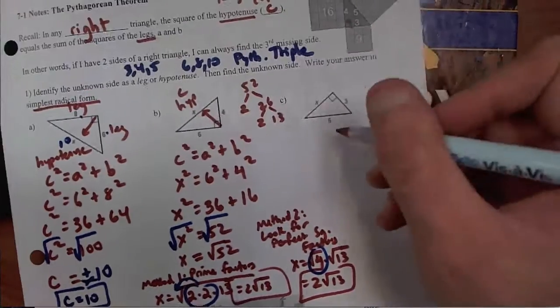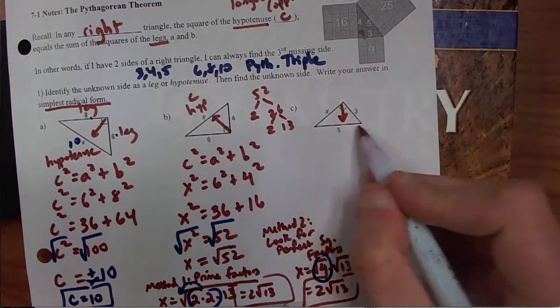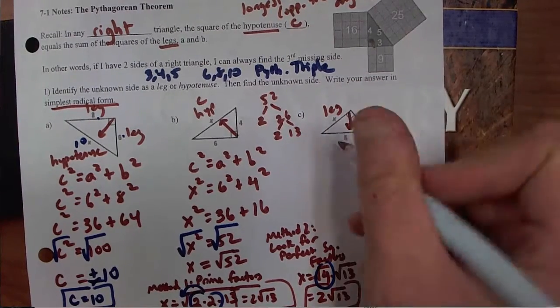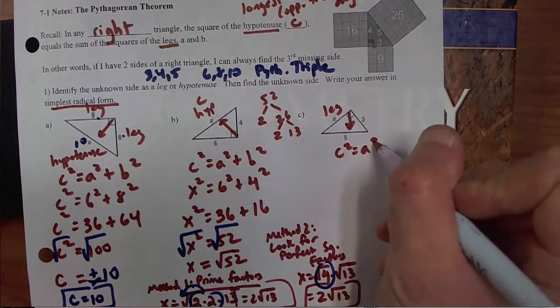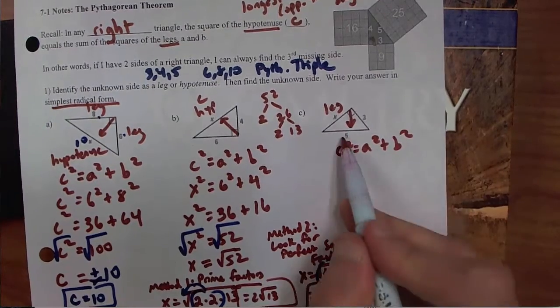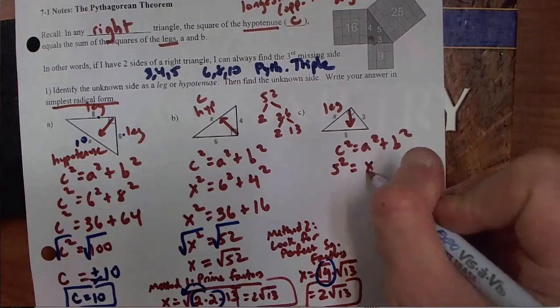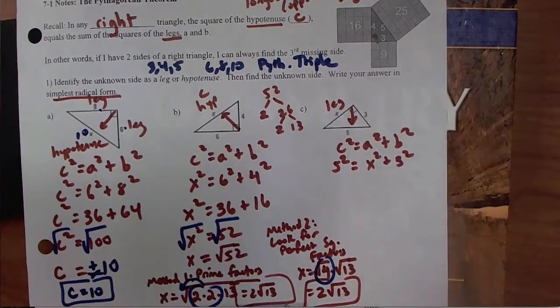Okay, so if we look here, this is our hypotenuse, the longest side. So this is actually just a leg. This is a leg. So if I go c squared equals a squared plus b squared, this time I do know my hypotenuse. It's 5. It doesn't matter who I call a and b. I'll call this x. I'll call this 3.